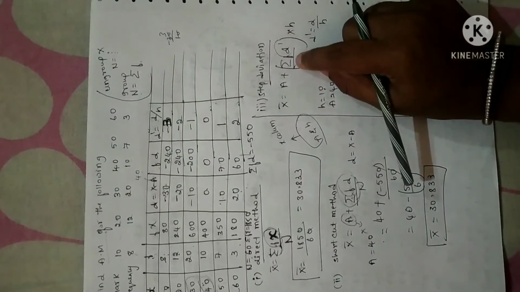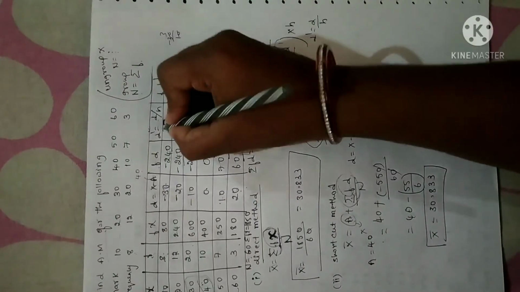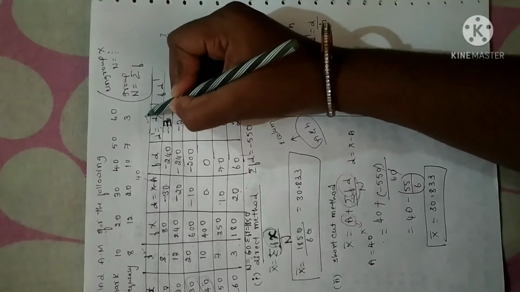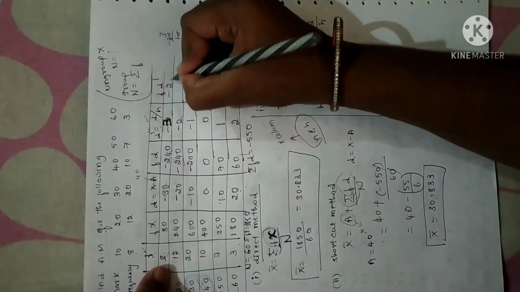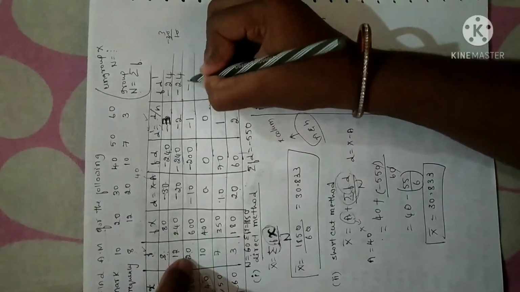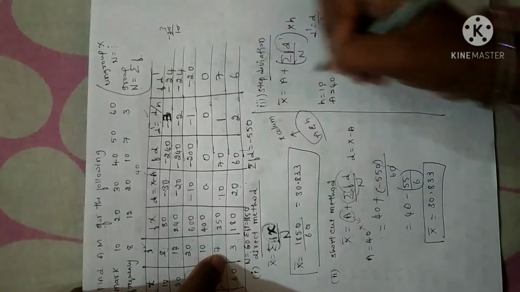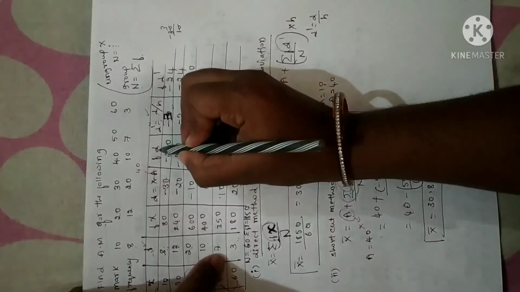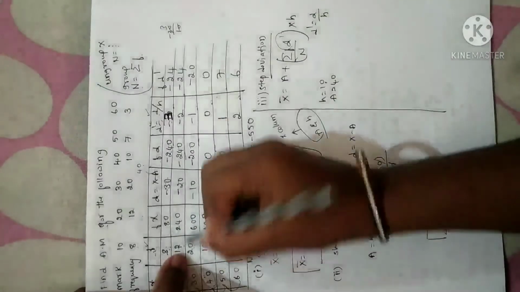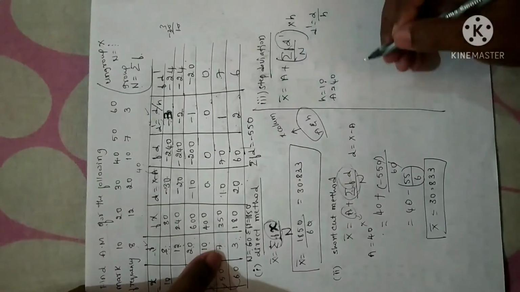Next, what else is needed is sigma f d'. So before finding sigma, we have to find f into d'. So let me do it here. f into d' means I have to multiply f with the d' column. 8 into minus 3: 8 threes are minus 24. Next, 12 into minus 2: 12 twos are again minus 24. Next, 20 into minus 1 is minus 20. 10 into 0 is 0. 7 into 1 is 7. 3 into 2 is 6. Clear? I have multiplied the f column with d'. So I have obtained f into d'.